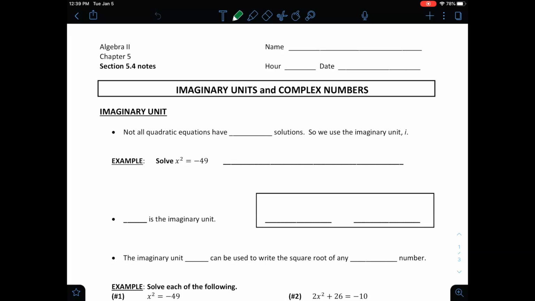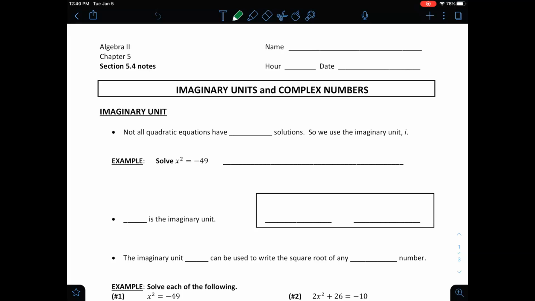We're continuing with Chapter 5, which is quadratic expressions and functions. We're going to be talking about solving quadratic functions when things don't factor. So the name of this lesson is called Imaginary Units and Complex Numbers.